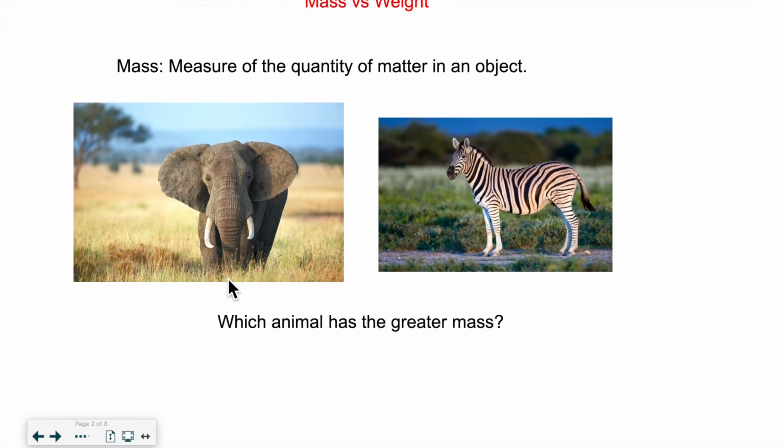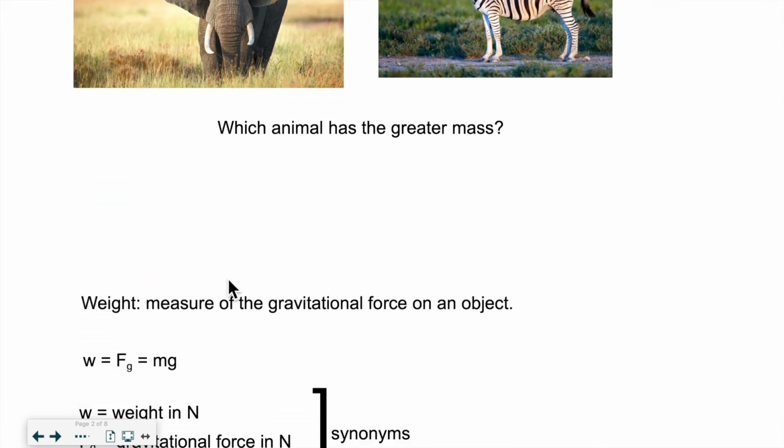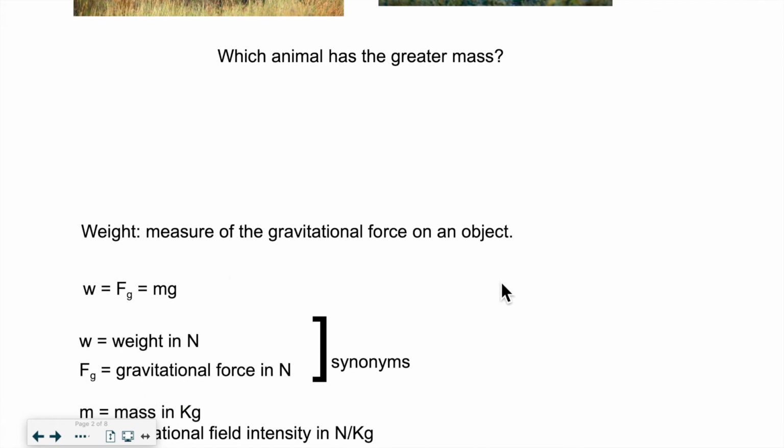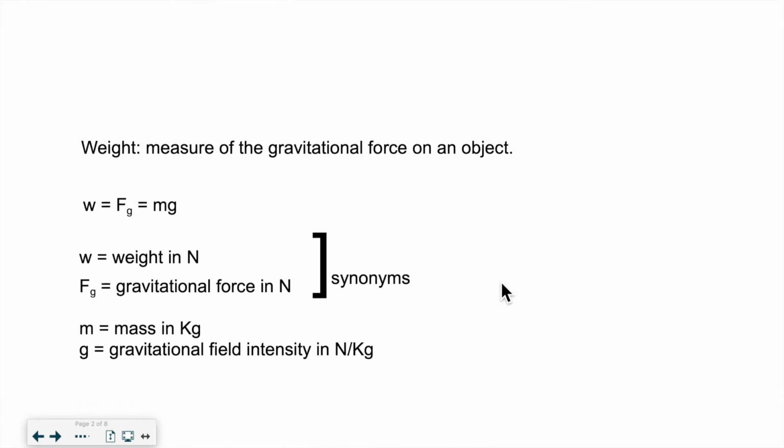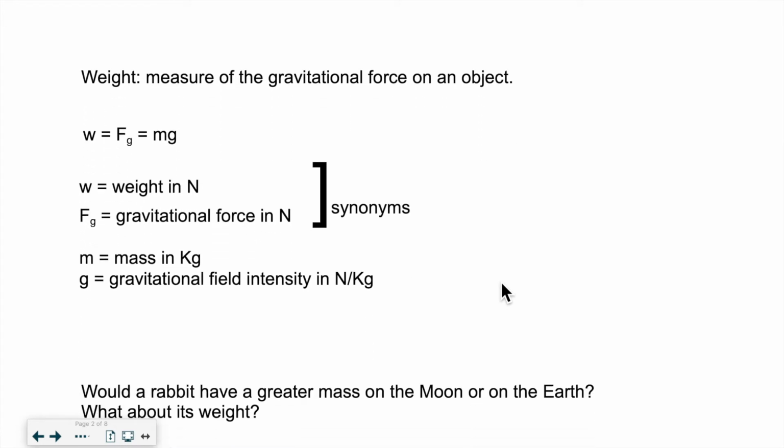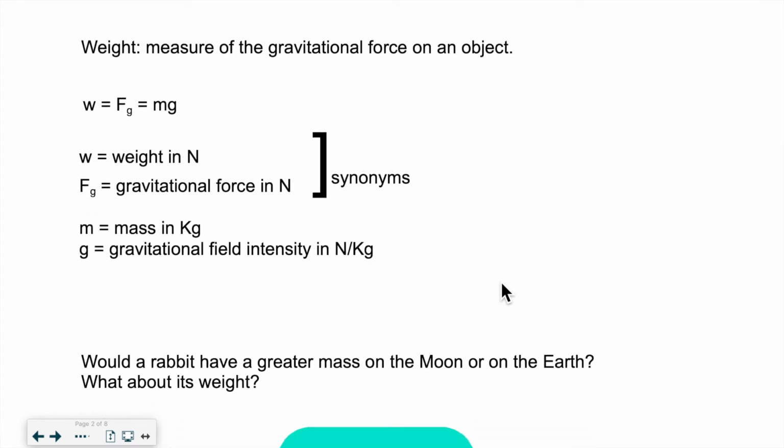Now, what is the difference with the weight? So weight is a measure of the gravitational force on that object. So obviously this will vary depending on where that object is. Is it on Mars? Is it on the moon? Is it on the Earth? So it varies based on the planet or the celestial body on which that object is found.